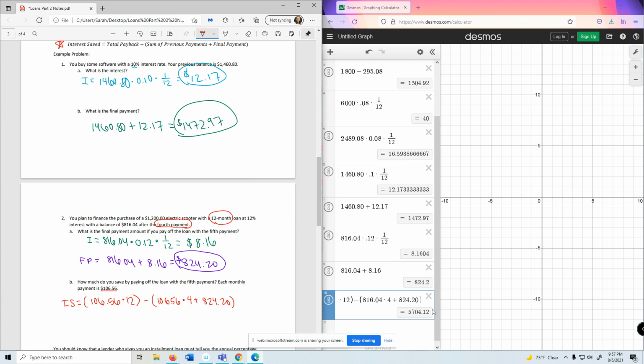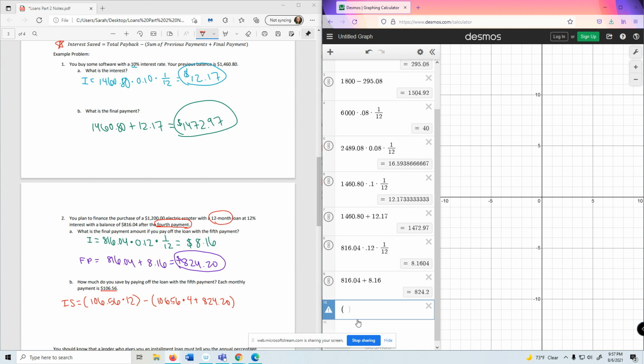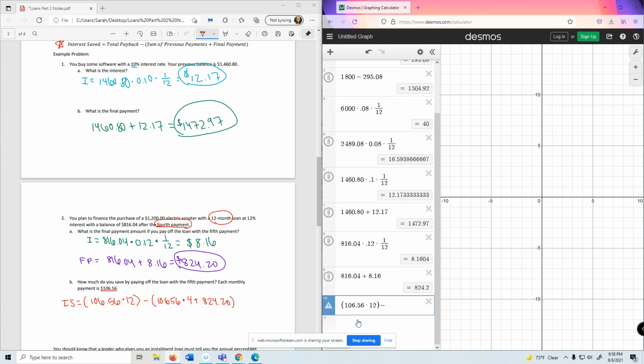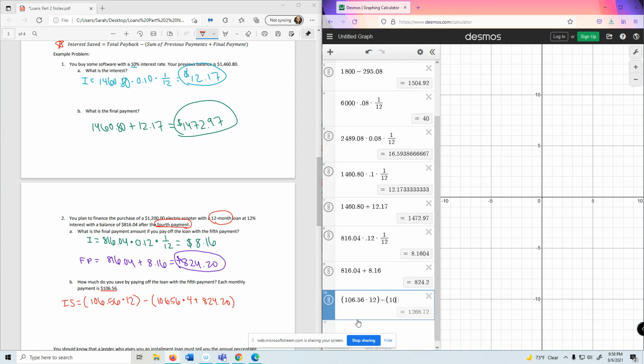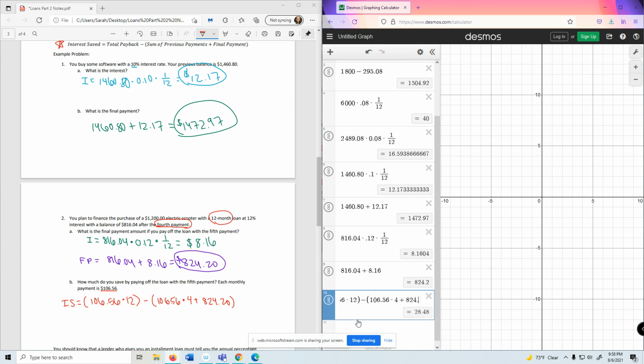So it looks like a lot going on there, but luckily we can have Desmos do all of that for us. So let's carefully type all of that in. 106.56 times 12, close your parentheses, minus, start new parentheses, 106.56 times 4 for the first 4 payments, plus 824.20 for that final payment. What we find here is that when we pay that off early, we save $28.28 in interest.